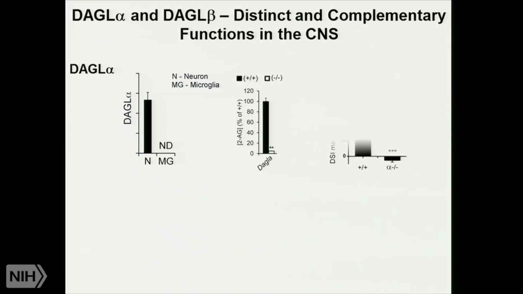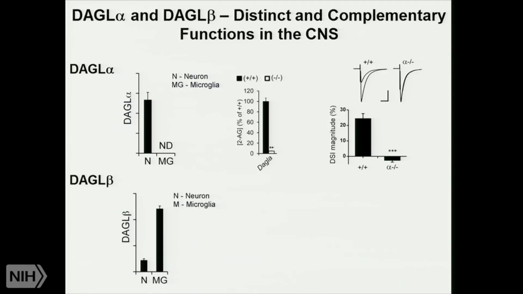And this then leads to impairments in a variety of synaptic plasticity processes, which I believe Ken will review in more detail later. So this is additional evidence to support that 2-arachidonyl glycerol is a major workhorse endocannabinoid in the CNS. In contrast, the diacylglycerol lipase beta enzyme is also expressed in the nervous system, but is mostly found in support cells such as microglia, where diacylglycerol lipase alpha is absent.